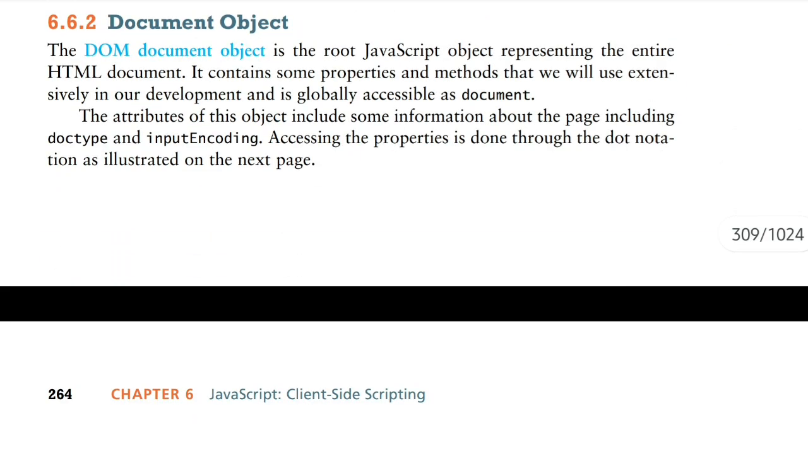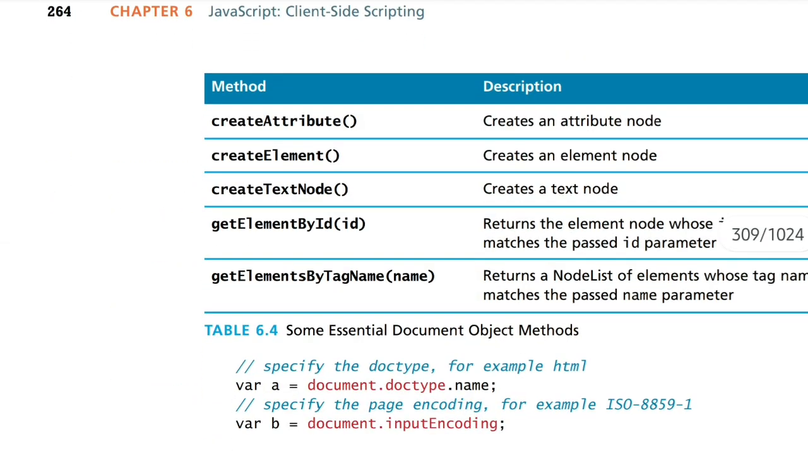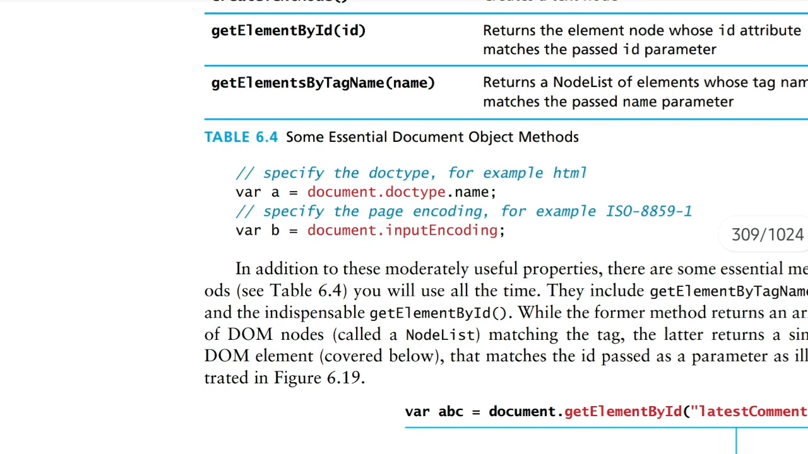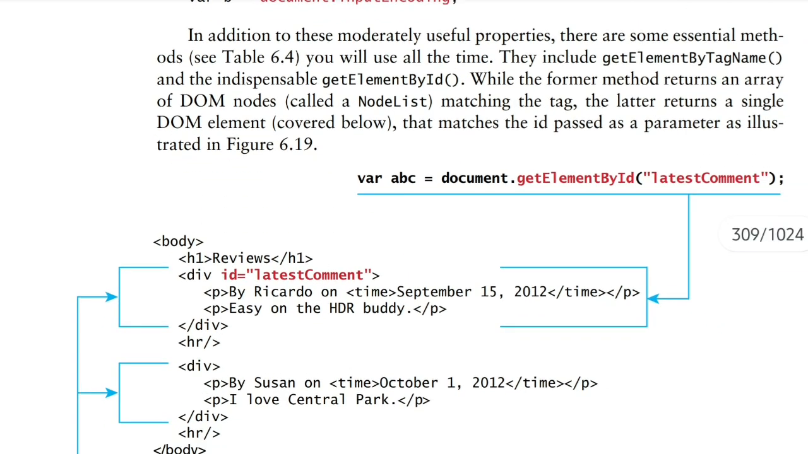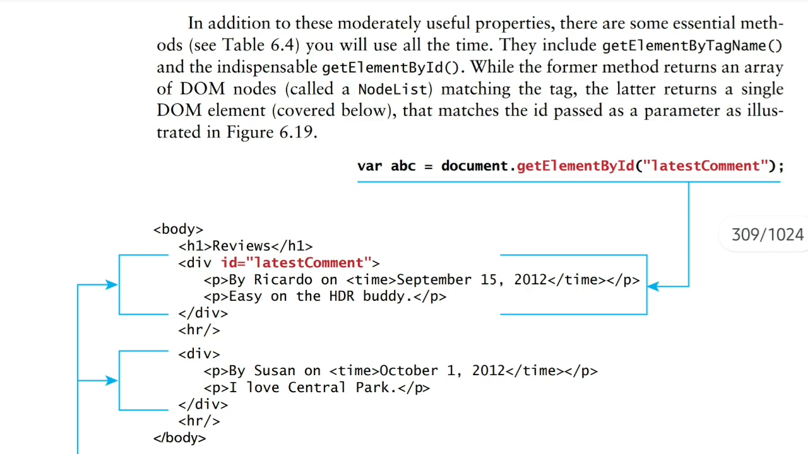Okay, the document object, and these are some of the things you could use, like getting the name of the document: var a = document.doctype.name, var b = document.inputEncoding. And if you want to get a particular element, like the latest comment, by its id, here we'll be using IDs.